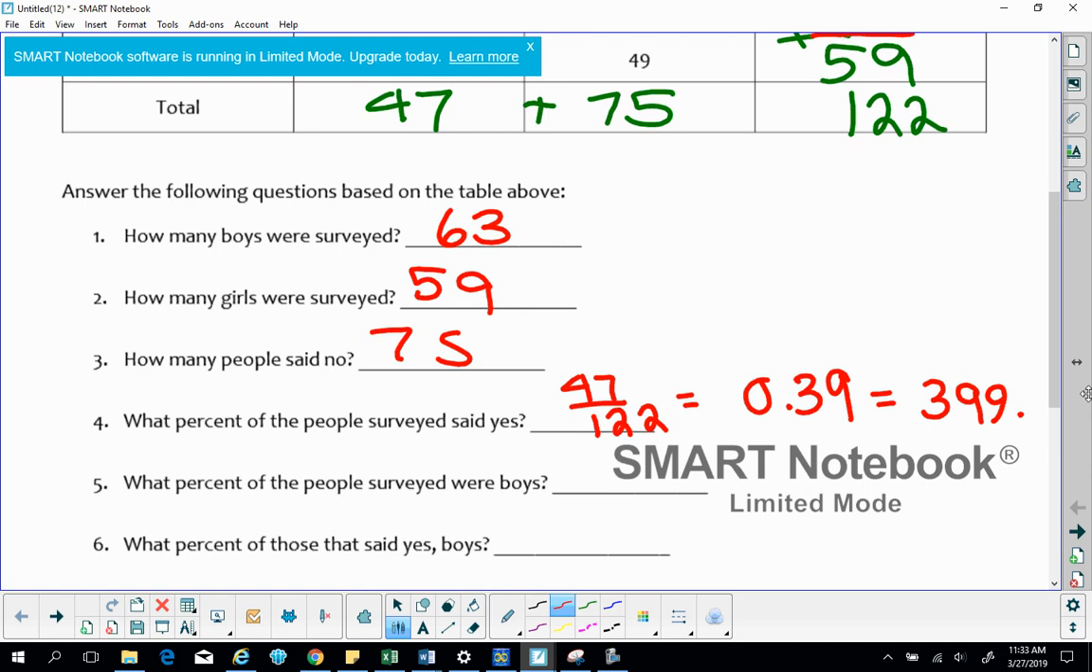Did anyone get that correctly? What about what percent of the people who were surveyed are boys? Who wants to give that a try? Because this is our next unit. We're kind of guiding into the last unit that we're going to be doing this year. Go for it, Jeremiah.